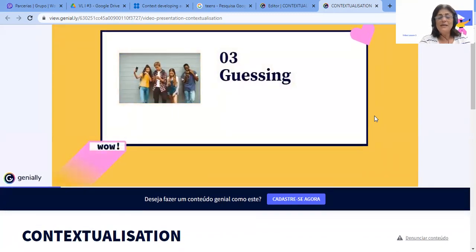Another possibility would be guessing. The infamous guessing can be adapted for use in context developing activities. An example of a guessing activity would be show your students a picture and have students guess the situation and what people are saying in it. Another possibility would be have your students come up with a story based on a few words that you put on the board. By doing this, students are going to be using language and also be engaged in the context at hand.